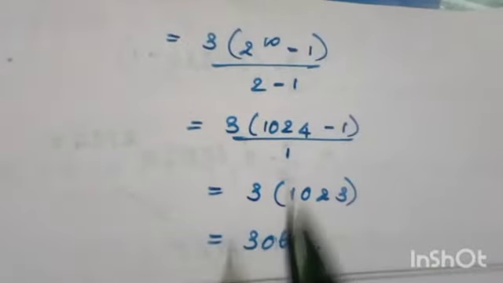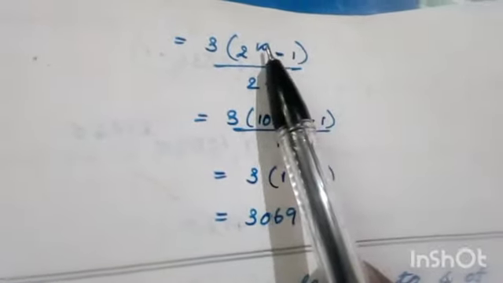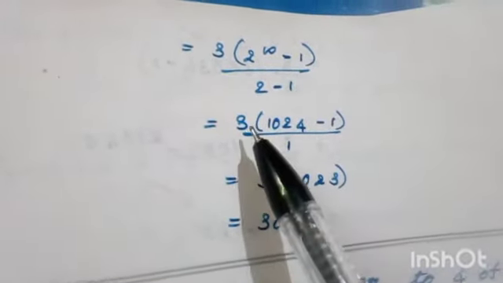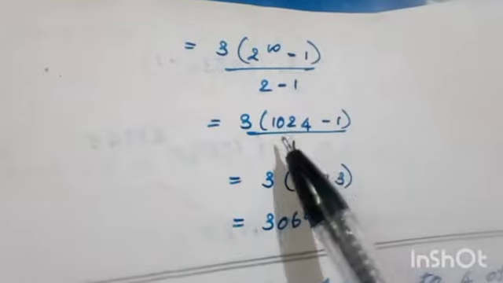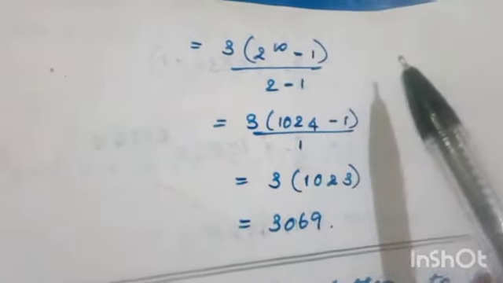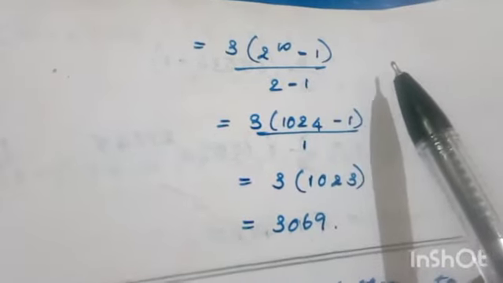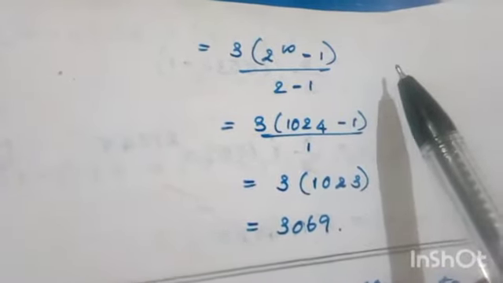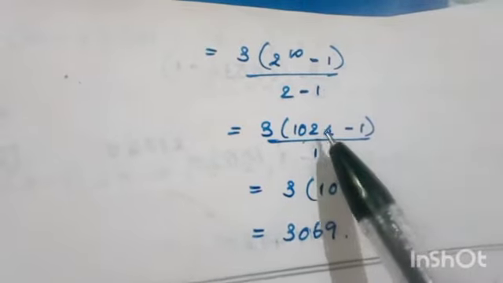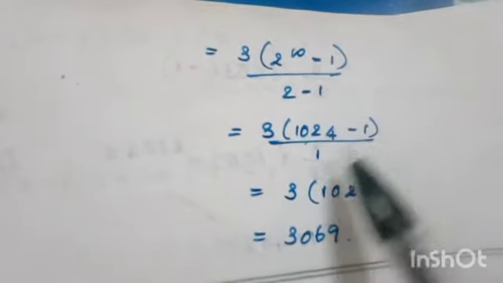We have to substitute the values in the formula, 3 into, so that is a into r value is 2, n value is 10, 2 power 10 minus 1 by 2 minus 1. So that is 3 into 2 power 10 value, that is 1024, minus 1. The 2 power 10 value you have to find. So 2 into 2 into 2, 10 times, that is otherwise 2 power 5 into 2 power 5. 2 power 5 is 32, 32 into 32, 1024, minus 1 by 1.